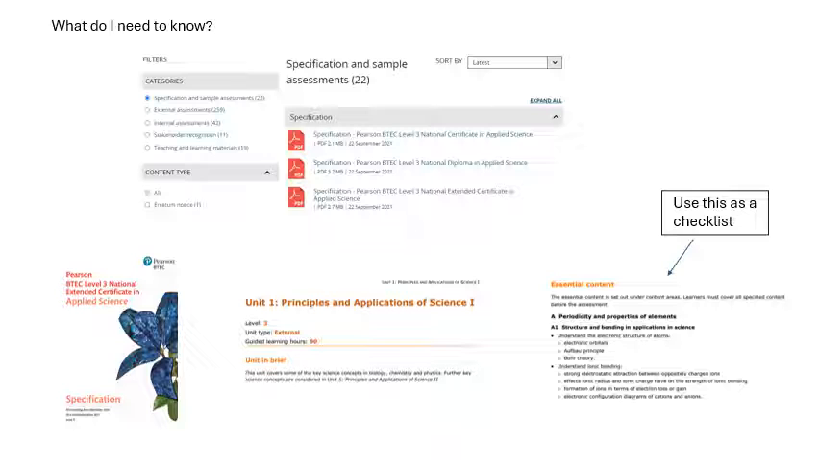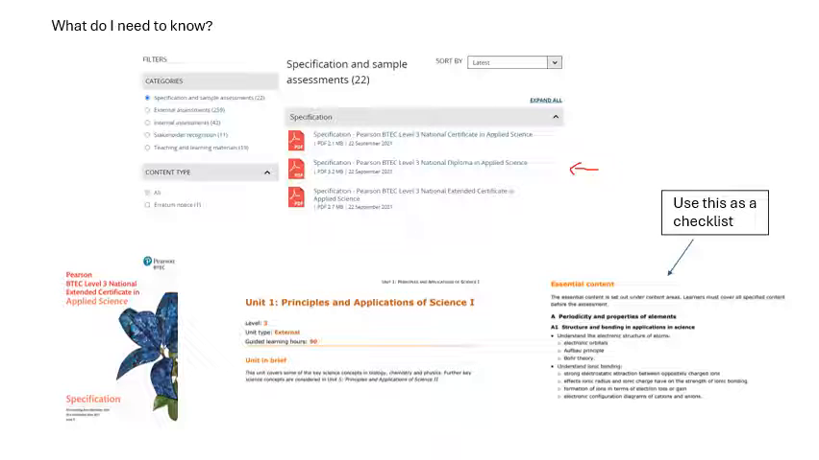At my place, we do the level 3, and we do the extended certificate. It doesn't matter because Unit 1 is the same for all of them. It's for certificate and extended certificate and diploma. They all do the same Unit 1. It's Unit 1 we're looking at.